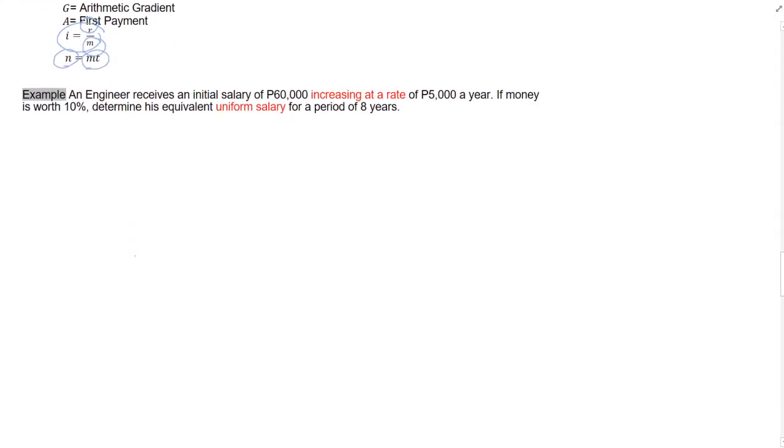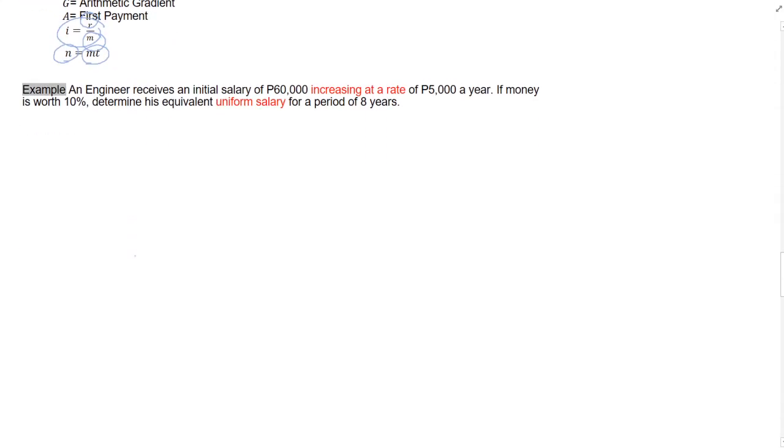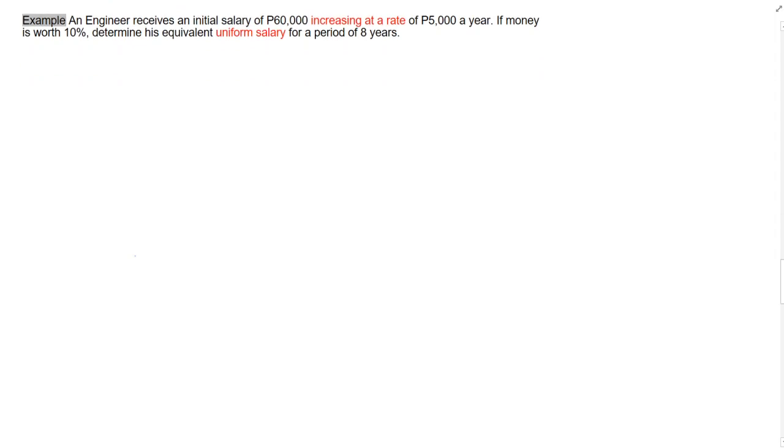Okay, so having this one example, an engineer receives an initial salary of 60,000, increasing at a rate of 5,000 a year. So the clue here that it is a uniform gradient is that we have the increase at a rate. So if money is worth 10%, determine his equivalent uniform salary for a period of 8 years. So this is just a uniform arithmetic gradient, okay?